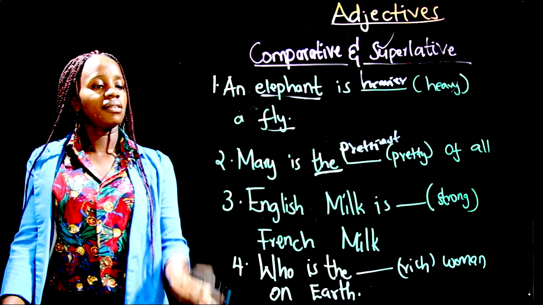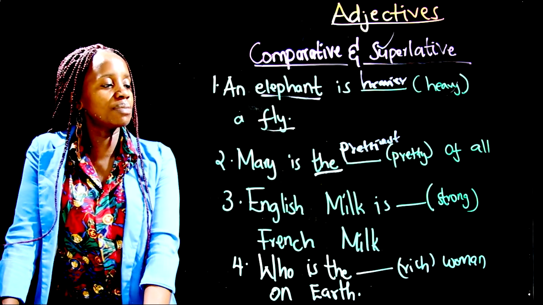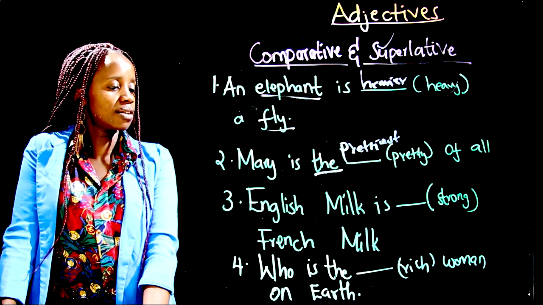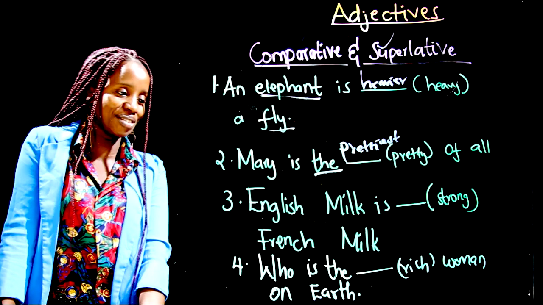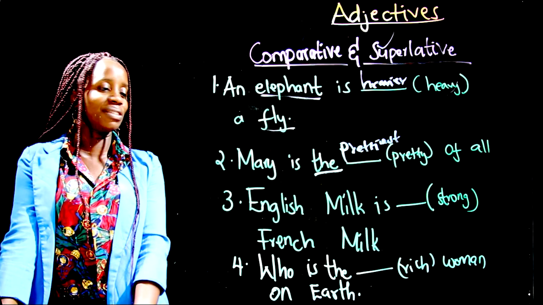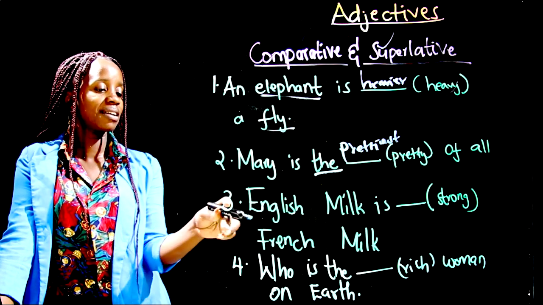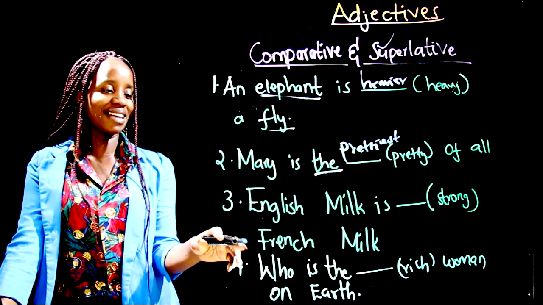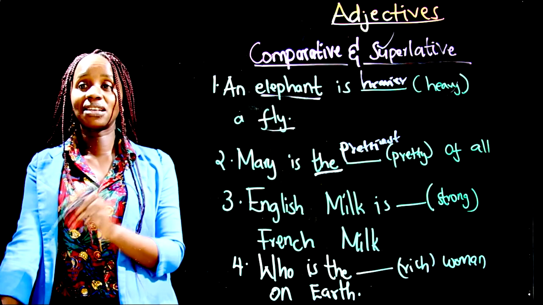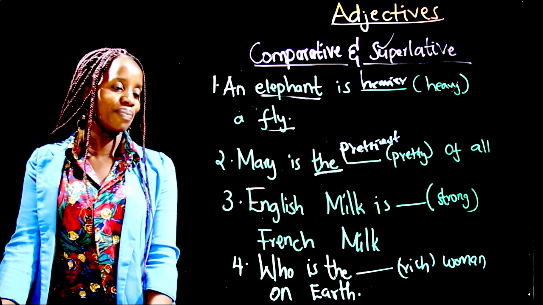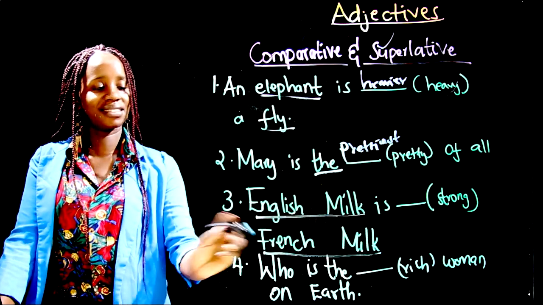Okay? Number 3, let's try that together. English milk is dash French milk. So there's English milk and there's French milk. Okay, I think we've been drinking a lot of English milk. So English milk is dash than, sorry, I gave you the answer, is, yes, French milk. So there's a comparison between English milk and French milk.